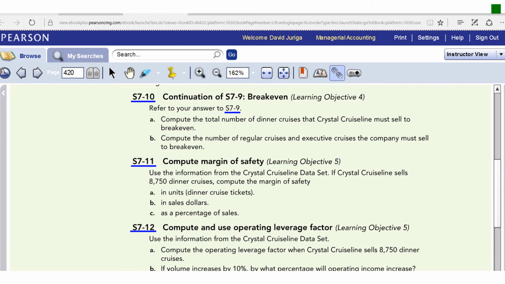Okay, so this is going to be 7-11. This is going to be margin of safety. And just to kind of remind you, we've actually already done the calculations. Remember, the break-even point was right at 7,000 units. Again, this was from the original data. But what they want you to calculate is the margin of safety in units and dollars, and also as a percentage of sales. We'll show you all the calculations again on the next slide.